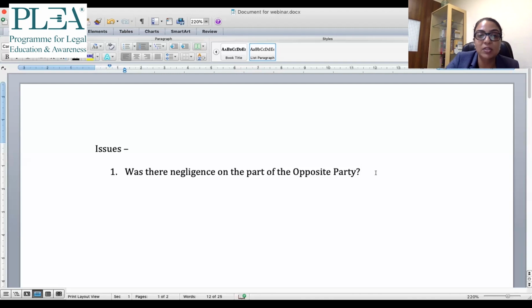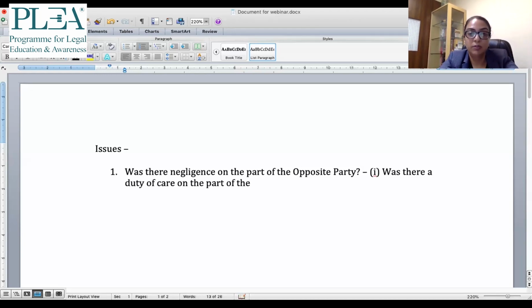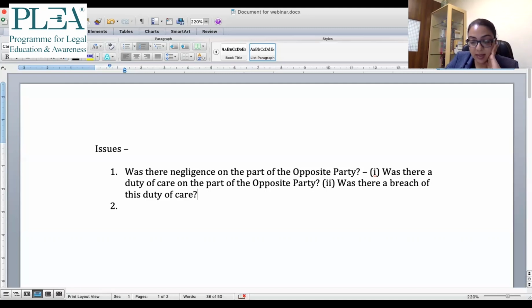So when we have this issue of was there negligence on the part of the opposite party, we could either have this broad issue, which would within it contain two issues. So we could either have one issue or we have two issues. Was there a duty of care on the part of the opposite party? And two, was there a breach of this duty of care? And then, of course, as Karunya said, the next issue would be, did the opposite party's action cause damage to the applicant, right? First of all, there was negligence. If we prove that there was negligence, did that negligence cause damage, right?